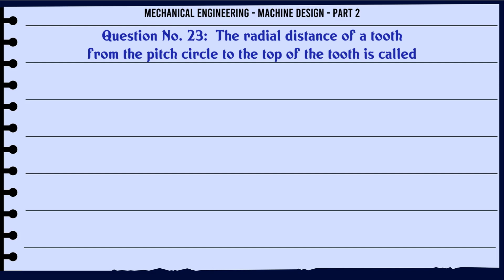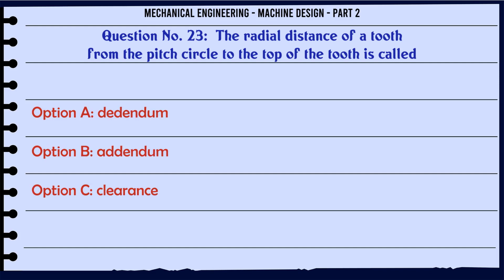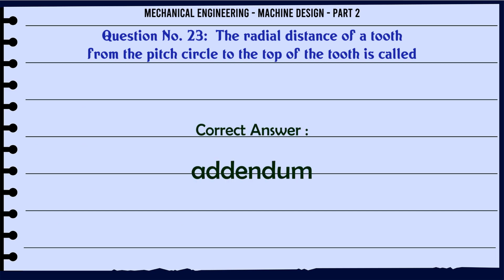The radial distance of a tooth from the pitch circle to the top of the tooth is called A. Dedendum. B. Addendum. C. Clearance. D. Working depth. The correct answer is addendum.